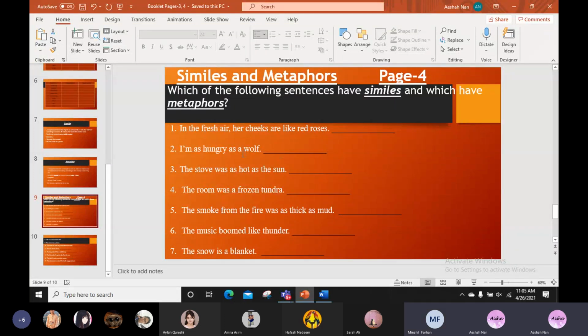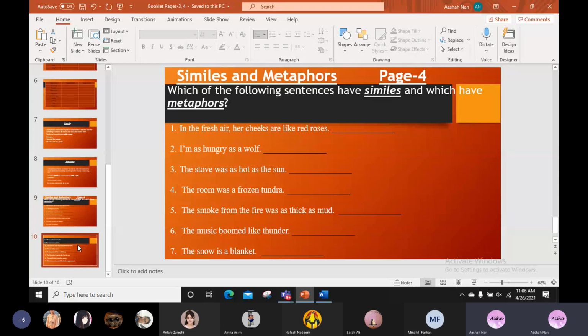Girls, please pay attention. In the fresh air, her cheeks are like red roses. Is it a simile or a metaphor? Simile. Good, because the word "like" is there. I'm as hungry as the wolf. Simile. The stove was as hot as the sun. Simile. The room was a frozen tundra. Metaphor. The smoke from the fire was as thick as mud. Simile. The music boomed like thunder. Simile.